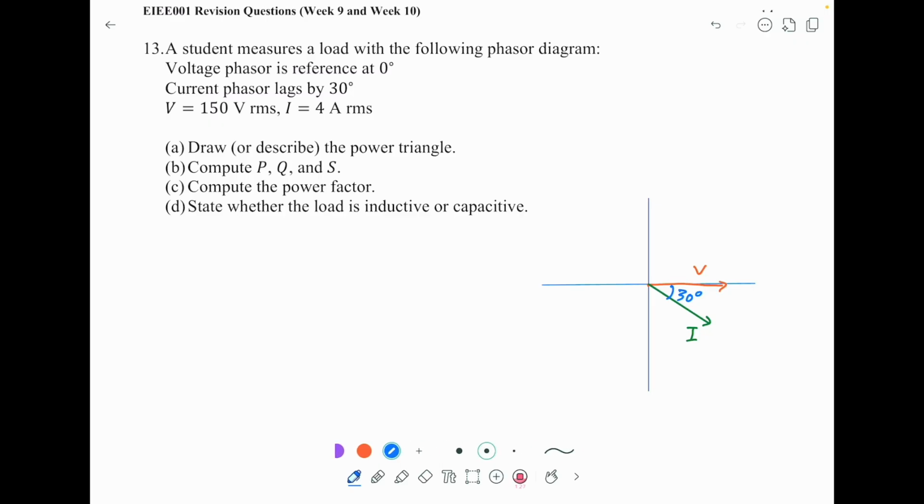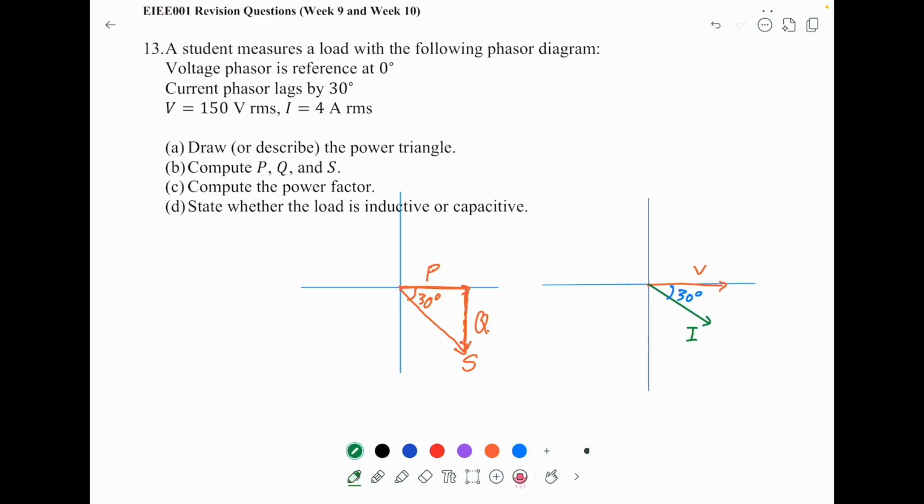How about the power? The real power will be along here, and the apparent power will be along here. This is S, and this will be 30 degrees. And from here we can say this is the Q.